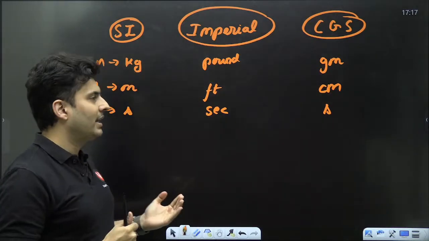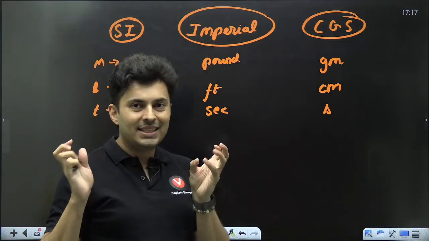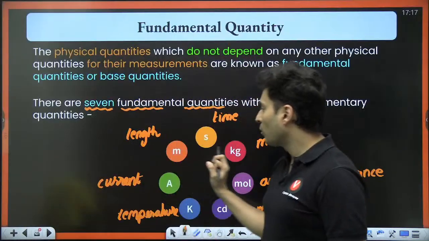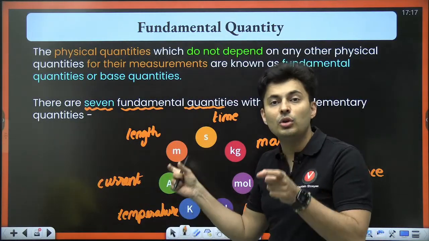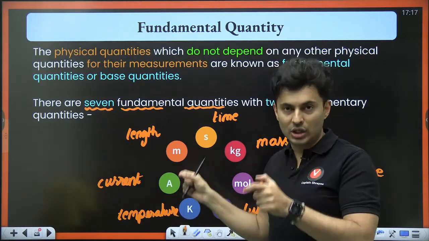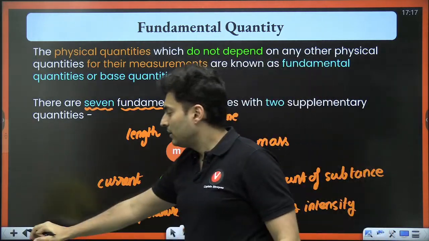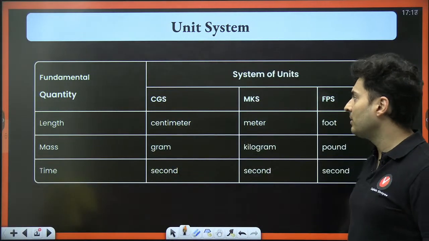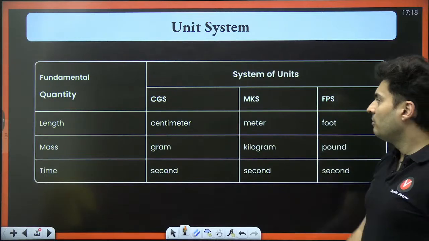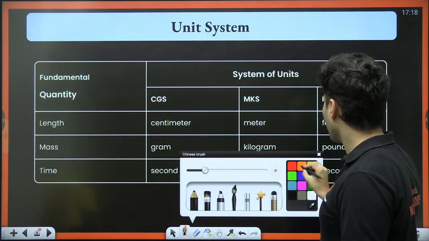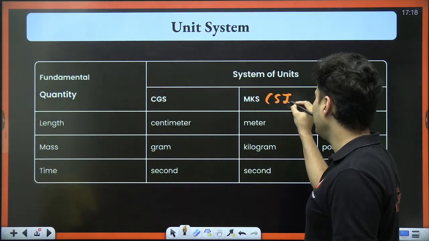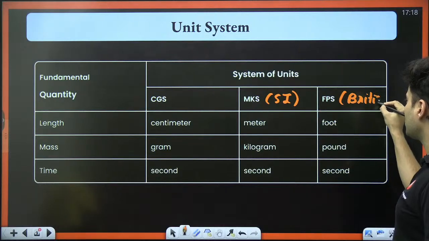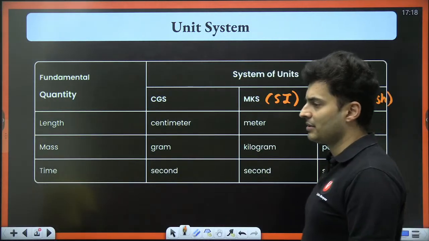So the point of the matter is that there are different systems. Each system will measure the fundamental quantities in certain units. Okay. And there are three widely used systems. One is your CGS system, one is your British system, one is your MKS or SI system. MKS is the same as SI. FPS is also your British system or your imperial system.